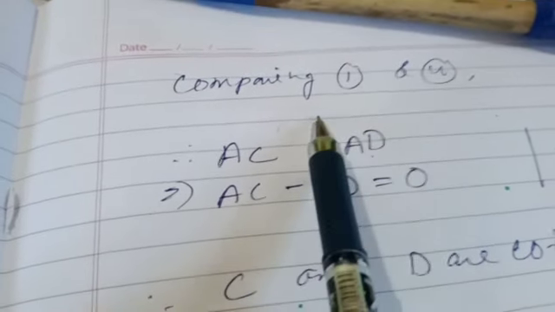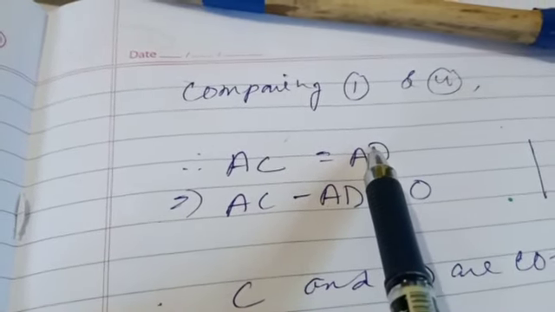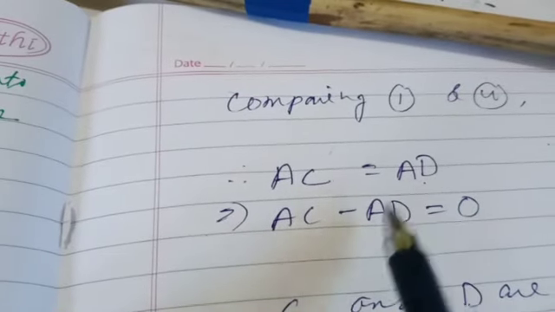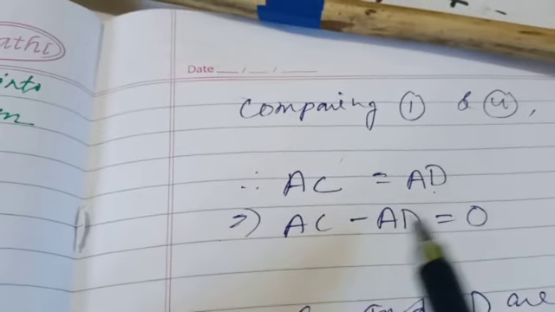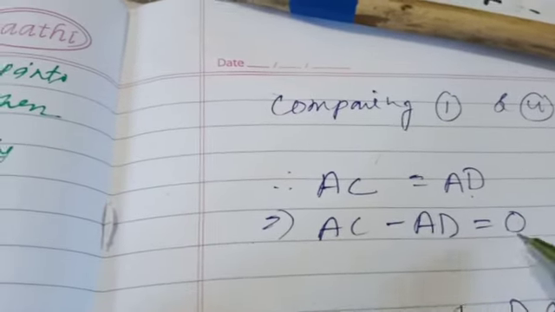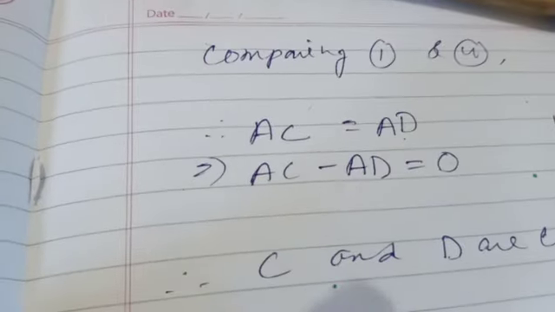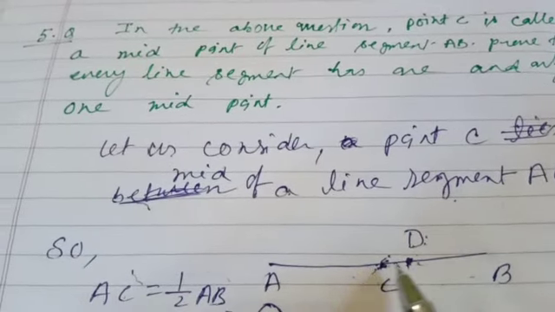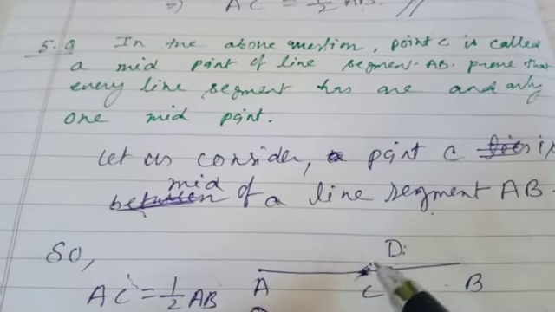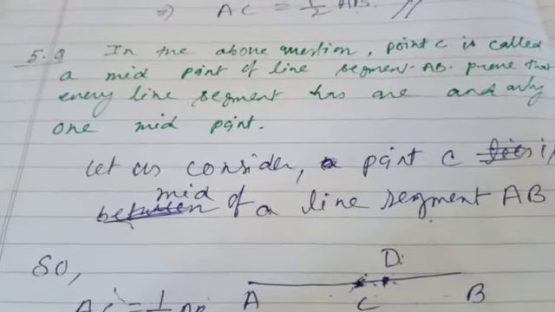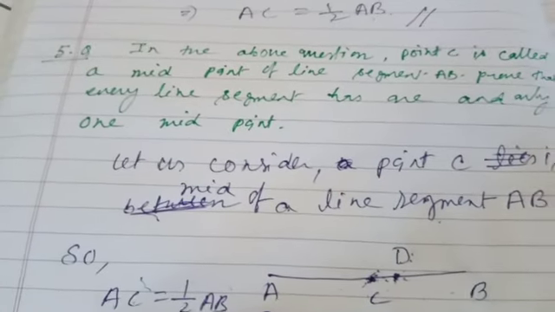Or if you compare according to mathematics, comparing on both sides: AC is equal to half of AB, AD is equal to half of AB, so AC is equal to AD. Now if you transfer AD to this side, AC minus AD is what? You can write right hand side 0. This condition happens only when C and D coincide, meaning where you get C, in the same point you will get D. So C and D coincide. Only then you get AC minus AD equal to 0.